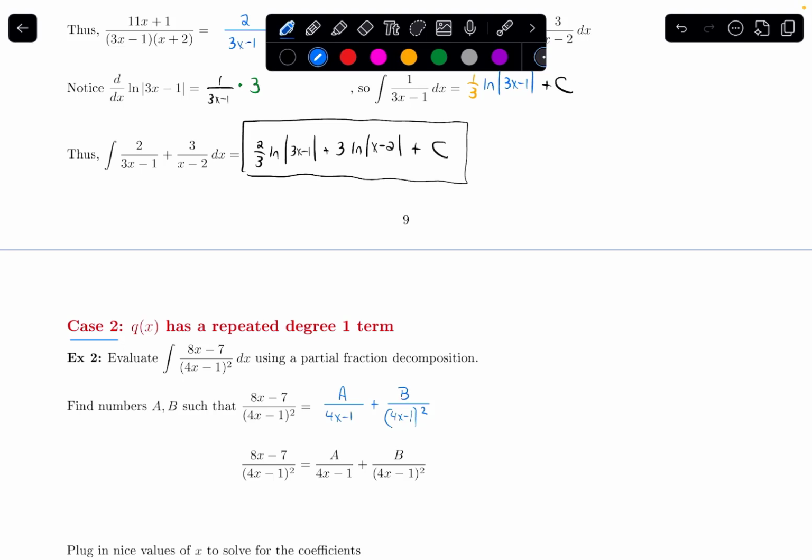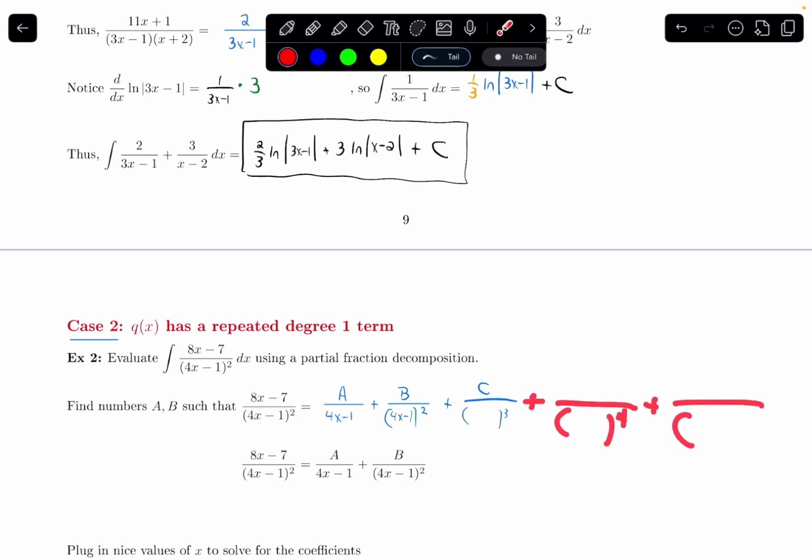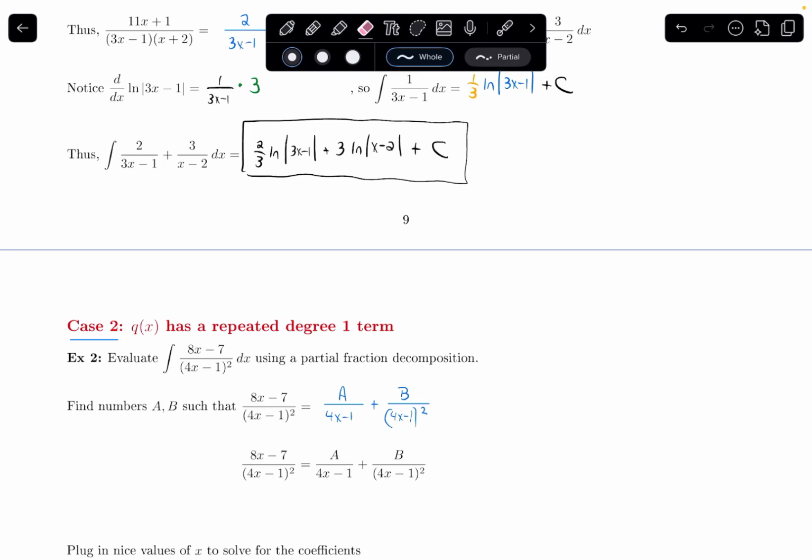In general, whatever this power was, like if that was cubed, I would have had another term where I had that whole thing cubed and then another number like c on top. And I would have kept going like that up until whatever this power was. So if this was a 5, I would have kept going and had a 4th power term and then a 5th power term. Okay. So for this example, we just stop at the squared. Now my goal is to figure out what these numbers a and b are.